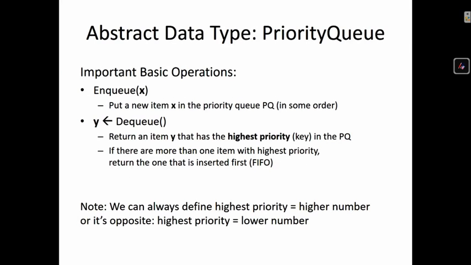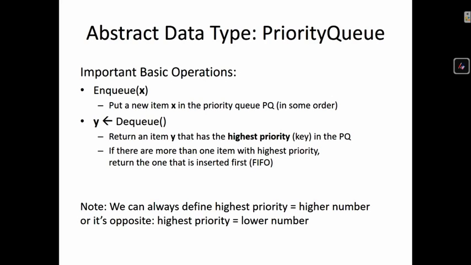Okay, so let me introduce this one. The abstract data type, priority queue. Like a normal queue, there are just two very basic operations that you need: one is called enqueue, one is called dequeue. You enqueue an item X into the priority queue in some order based on their priority.